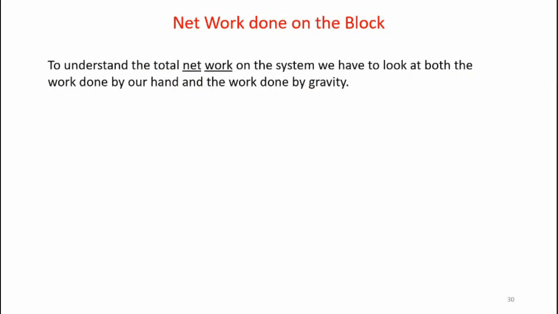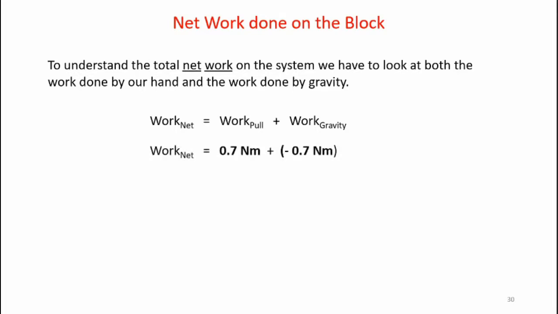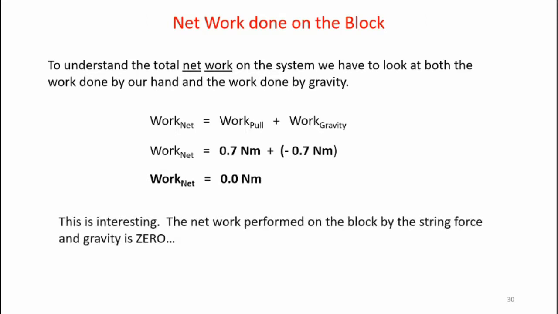Now, to understand the total net work on the system, we have to look at both the work done by our hand pulling downward and the work done by gravity. So the net work is equal to the work of our pull plus the work of gravity. Substituting our values, we see that the net work on the system is 0 newton meters. That's quite interesting. The net work performed on the block by the string force and gravity is 0.